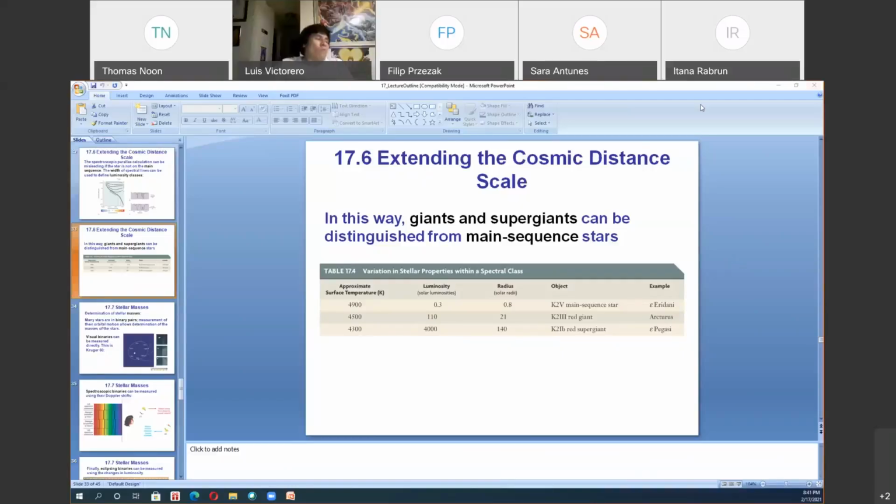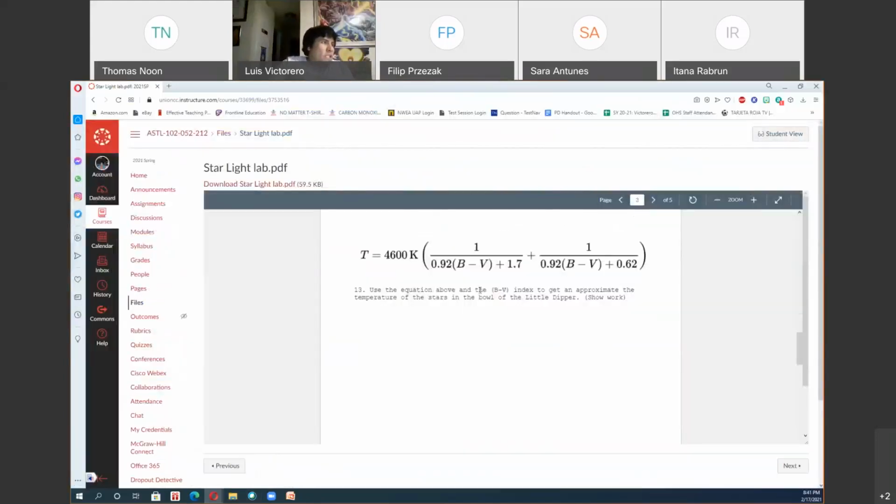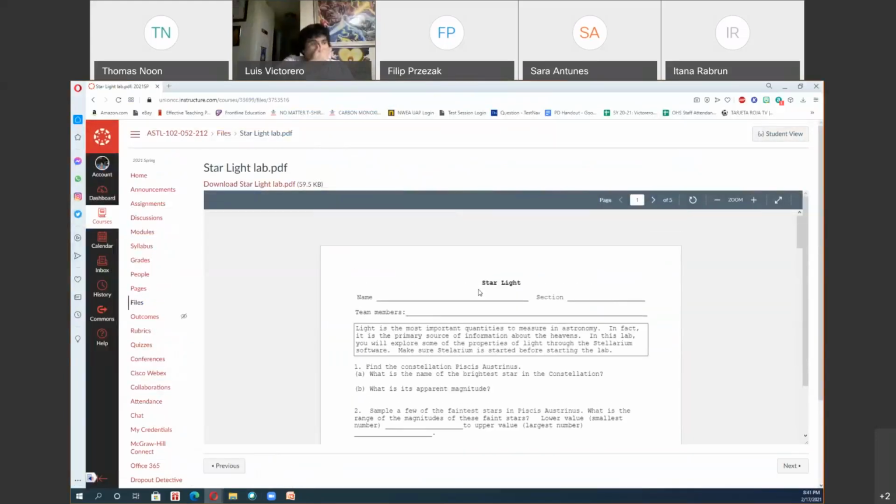Today's lab has to do with starlight. Unfortunately, we cannot do the experiment on spectroscopy because that's a lab that you will have to do on campus.